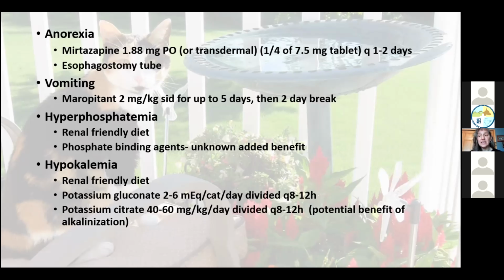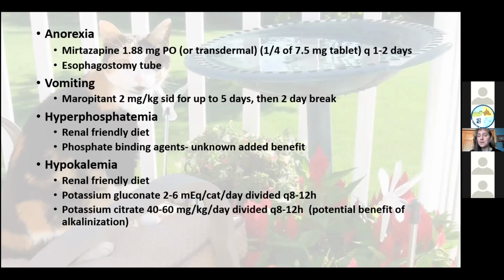For hyperphosphatemia, number one thing, again, is going to be that renal-friendly diet. That is usually all that's needed in those first 3 stages of chronic kidney disease. Phosphate binding agents, unknown added benefit, but can be used in that stage 4 after being on the renal-friendly diet for at least 4 weeks and rechecking to see where that value is at. And if it's still elevated, then certainly use those phosphate binders to try to bring that down.